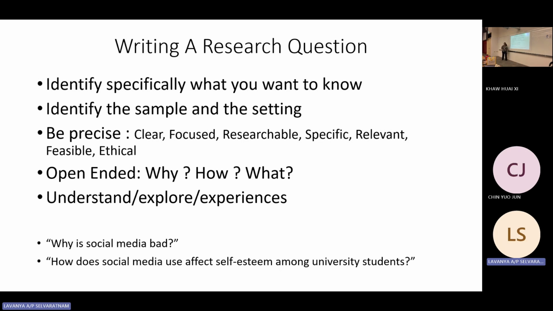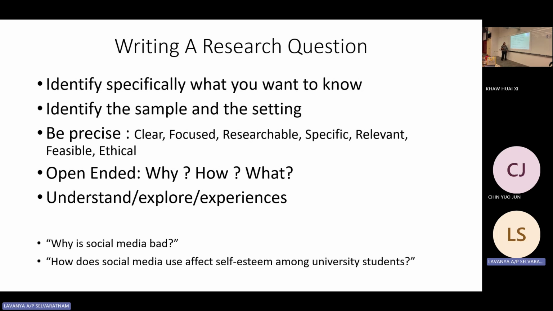So looking at these two, is this a good research question? Why is this not good? There is one major issue here. You already thought and made a conclusion. Why is social media bad? This is not a research question, all right? If you want to understand the effect or impact of social media, that's different. You have already made a conclusion, so that is not correct.